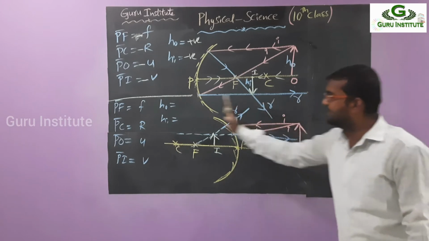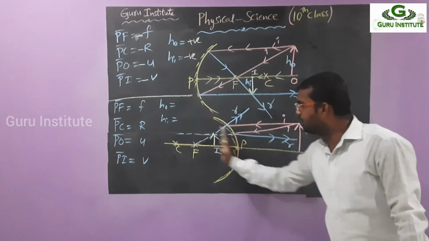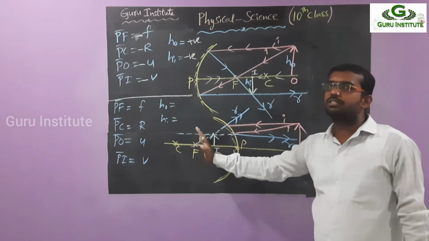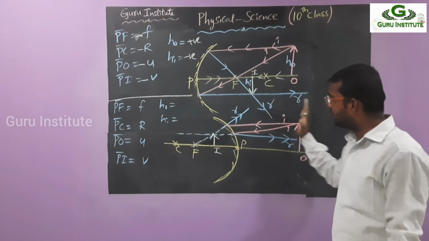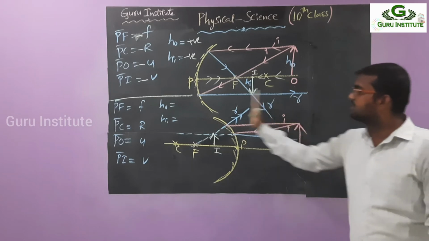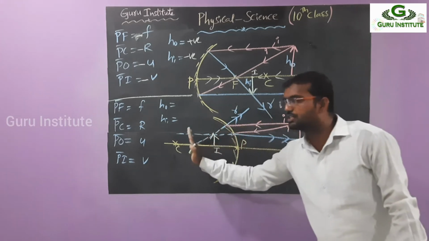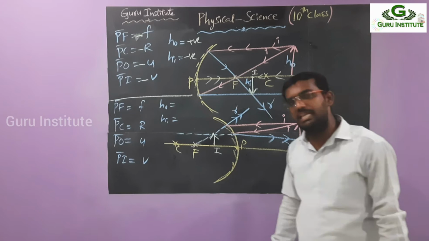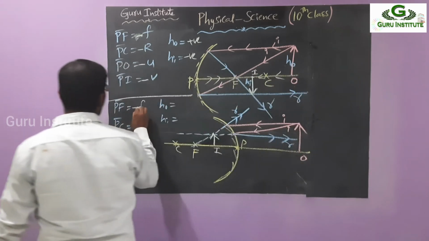Incident rays are like this, and P to F is also like this. So same or opposite direction? Observe this: from right to left, so this is also right to left. Observe my hand. Incident rays are in this direction, PF is also in this direction. So same or opposite? Same. So that's why it is positive.